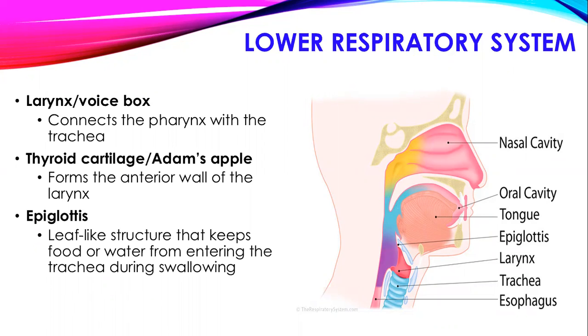The thyroid cartilage forms the bulk of the front wall of the larynx. It protects the vocal folds or the vocal cords, which are located directly behind it. The epiglottis is a flap of tissue that guards the entrance to your trachea. It closes when anything is swallowed so that it would go directly into the esophagus and the stomach.